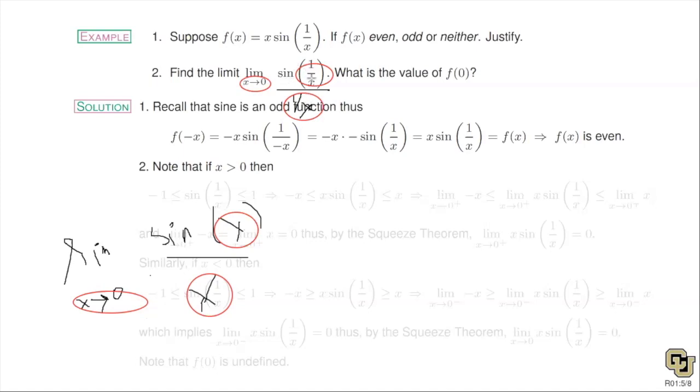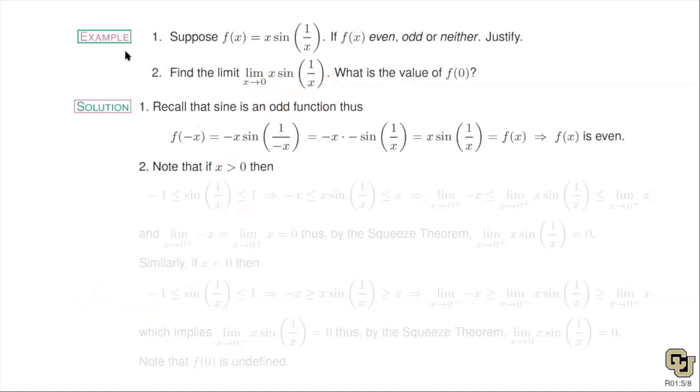You remember the limit of 1 over x as x goes to 0 from the right goes to plus infinity. As x goes to 0 from the left it goes to negative infinity. The two-sided limit as x goes to 0 is DNE. So this is not the special limit. This limit and this limit, even though they sort of look the same, are not the same at all.